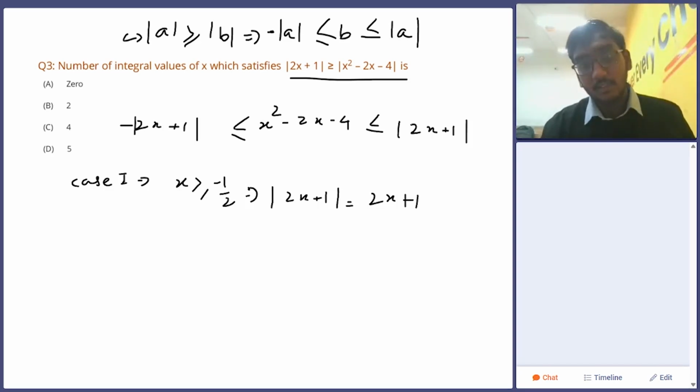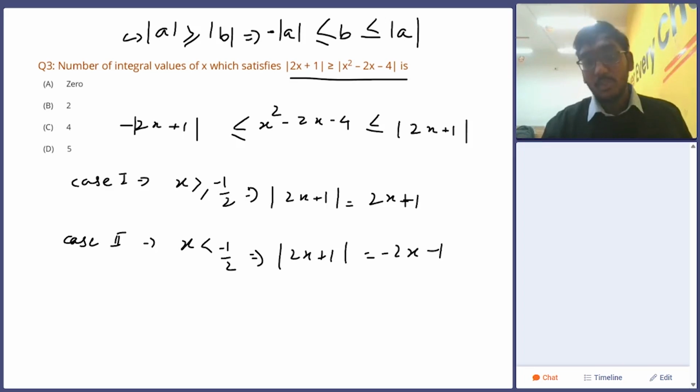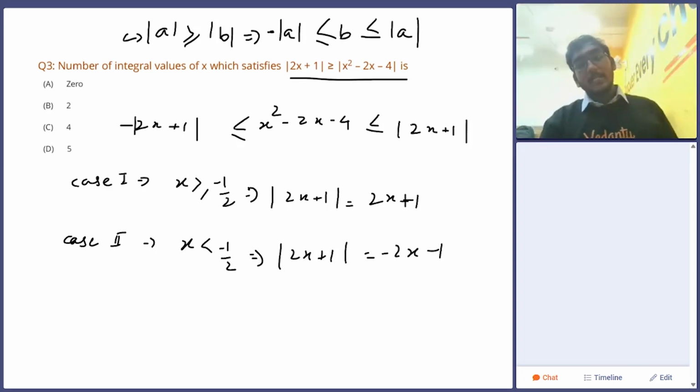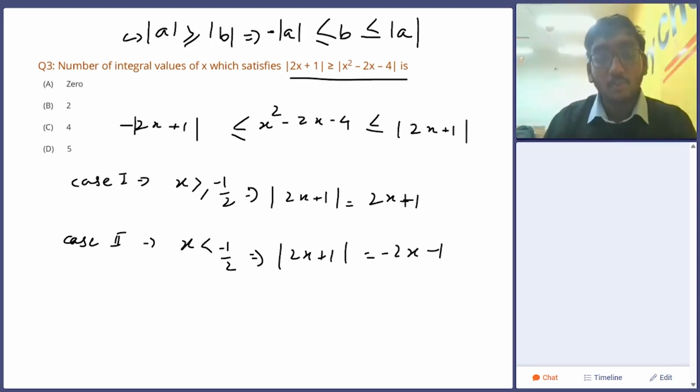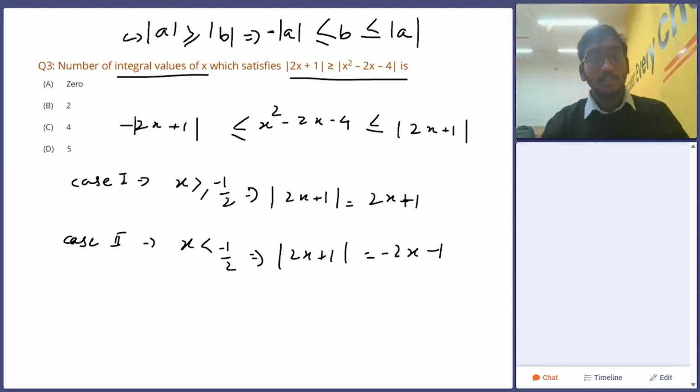The second case: if x is less than negative half, modulus of 2x plus 1 will be negative 2x minus 1. Why? Because this particular expression will be negative, and to make it positive you have to multiply it with negative 1. That is the idea behind this. For both cases, you have to separately solve this inequality and determine the possible integral solutions. So we will consider the first case.